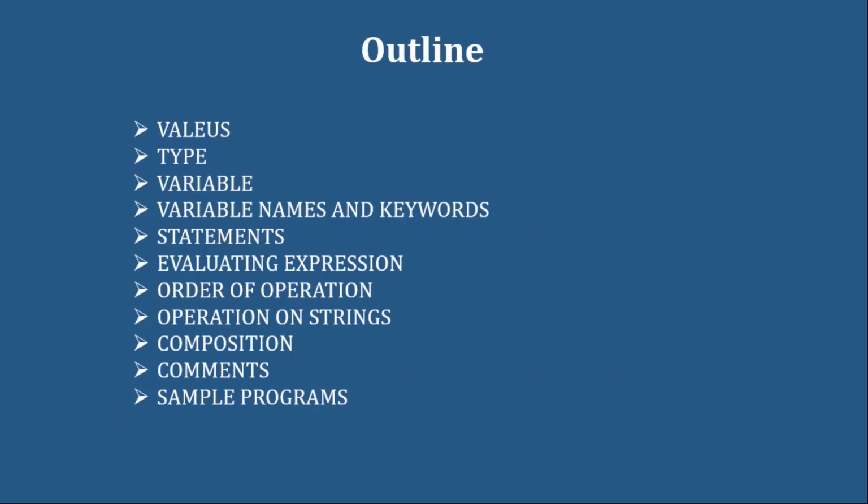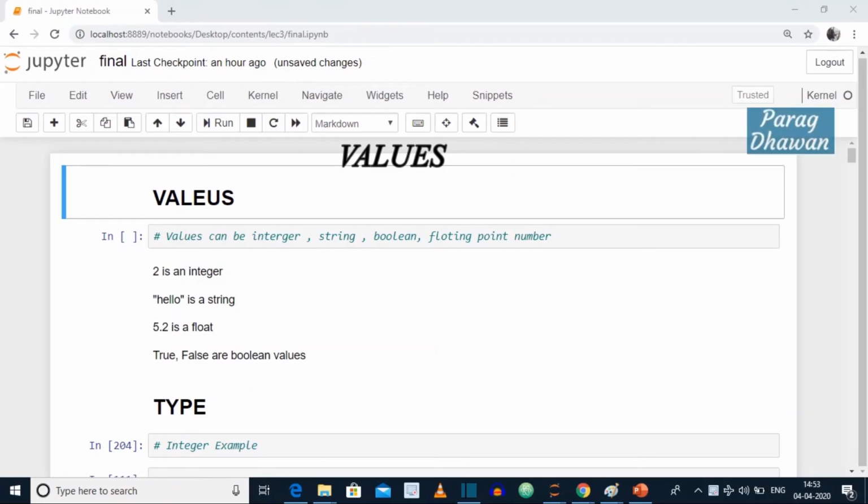Outline: we will start with values, then types, then variable names and keywords, statements, evaluating expression, order of operation, operation on string, composition, comments, and we will end with some sample programs. Link of this notebook is given in the description. You can download the file and use, or you can follow along. You have to create a new IPynb file.